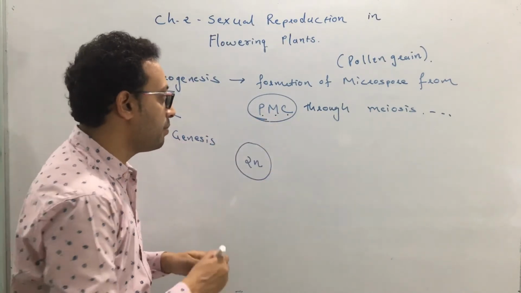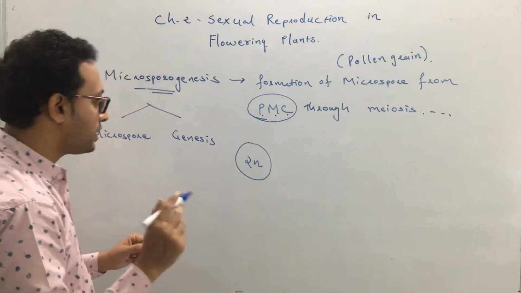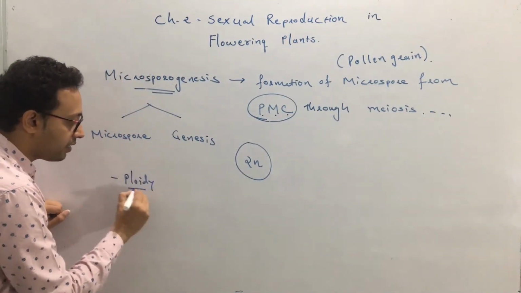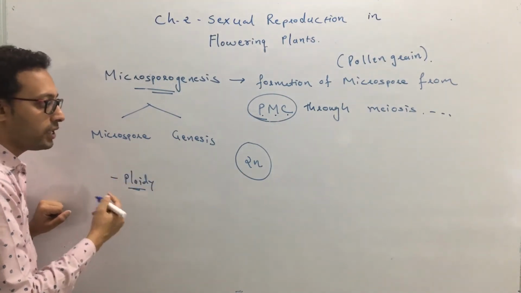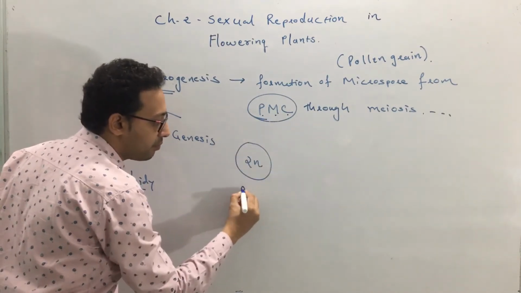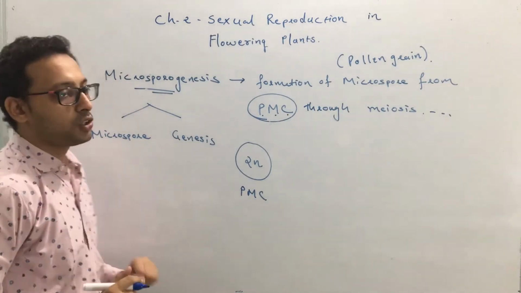Pollen mother cell. Remember what ploidy is? You have to remember ploidy because it's important. It is asked in some competitive examinations. Okay, whether it's diploid or haploid, this is called ploidy. So how many chromosomes does the pollen mother cell contain? It contains a diploid number of chromosomes.